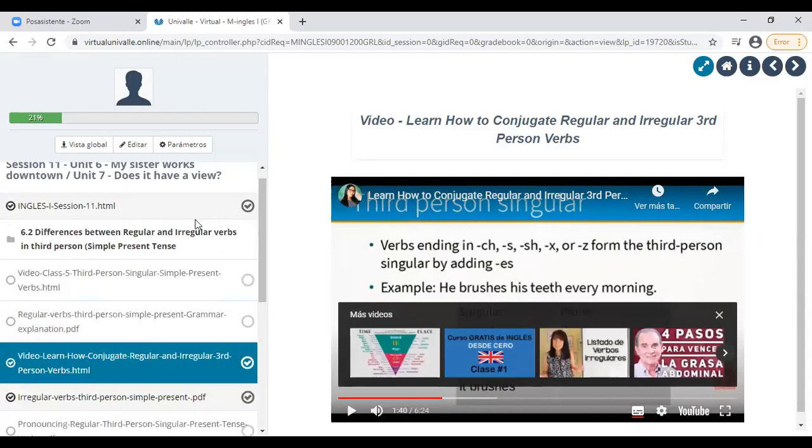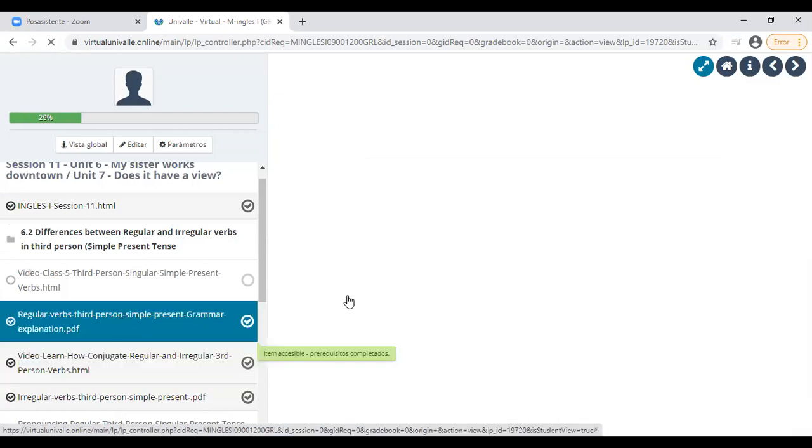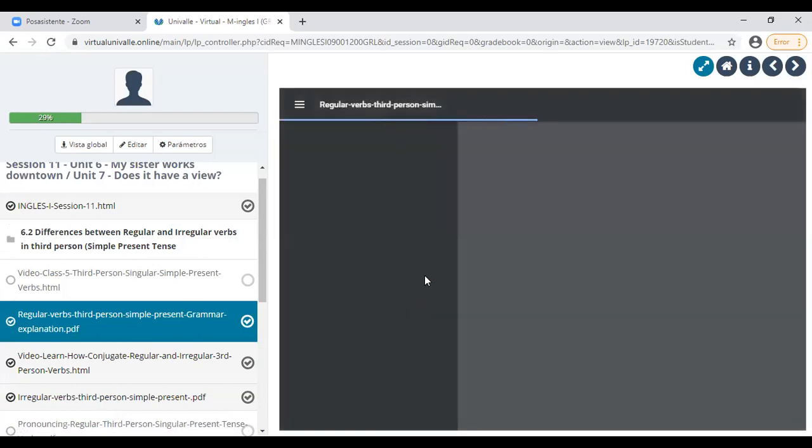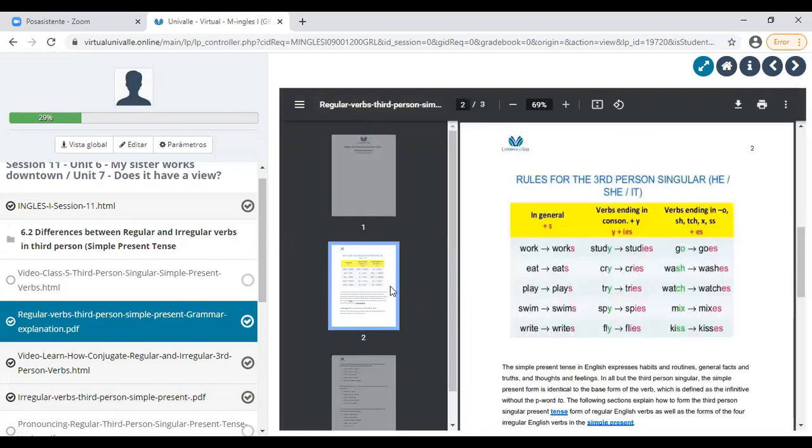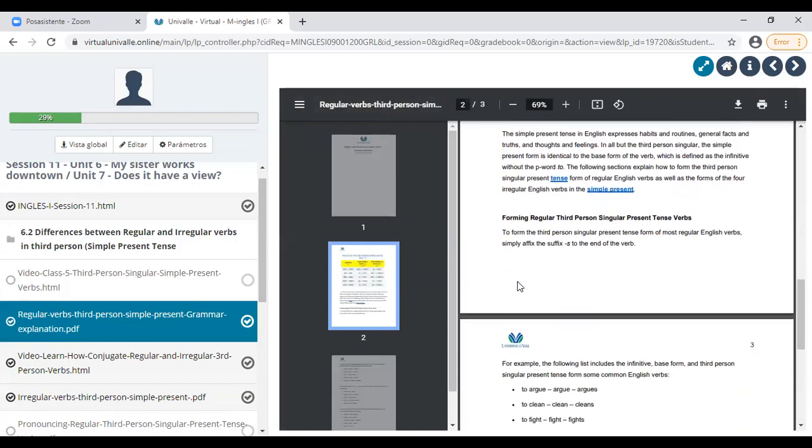Also, guys, we're going to be working on the regular verbs, third person in the simple present. We have our grammar explanation, and here it is a little bit easier than the regular verbs. The simple present tense in English expresses habits and routines, as you know, right? Also, we use it to express general facts and truths and thoughts and feelings. In all but the third person singular, the simple present form is identical to the base form of the verb, which is defined as the infinitive without the particle to.